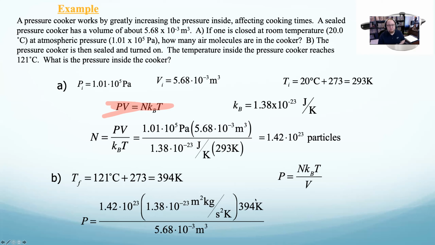The temperature is now 394 and the volume was a metal pan. Its volume isn't going to change. The only thing that changes is the temperature. And I can go and I can solve for the new pressure. And I can find that it went from 1.01 times 10 to the 5th pascals to 1.35 times 10 to the 5th pascals. Questions?